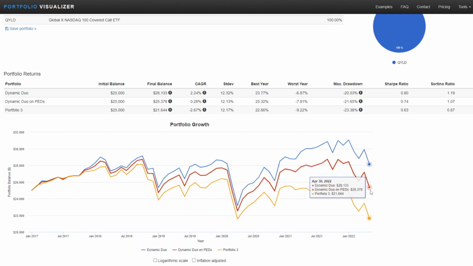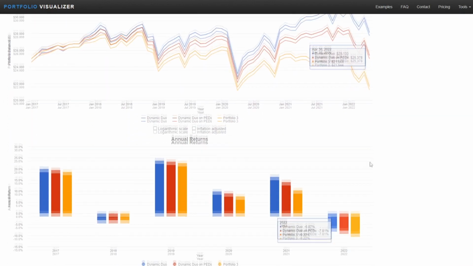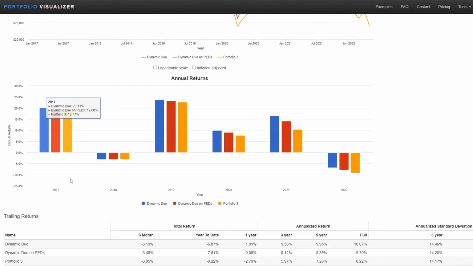bear market. However, you can see that your initial investment is still pretty healthy with the dynamic duo and even with the higher percentage of QYLD. Now let's go down a little bit more. Another cool thing about the Portfolio Visualizer is you can look at the annual returns. You can see in 2018, the return was negative, 2019, pretty high, 2020. There's a lot of analysis you can really take advantage of with this.